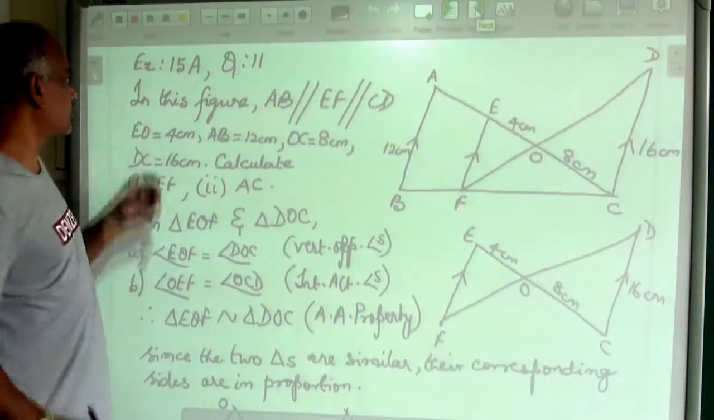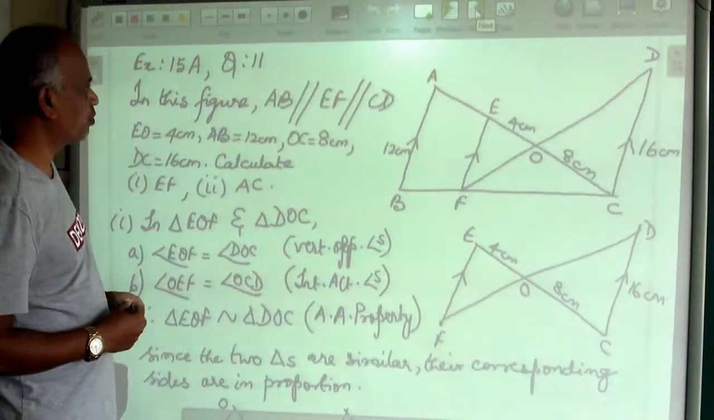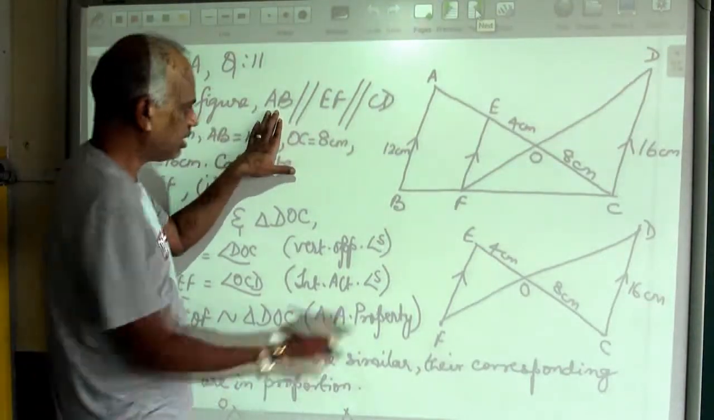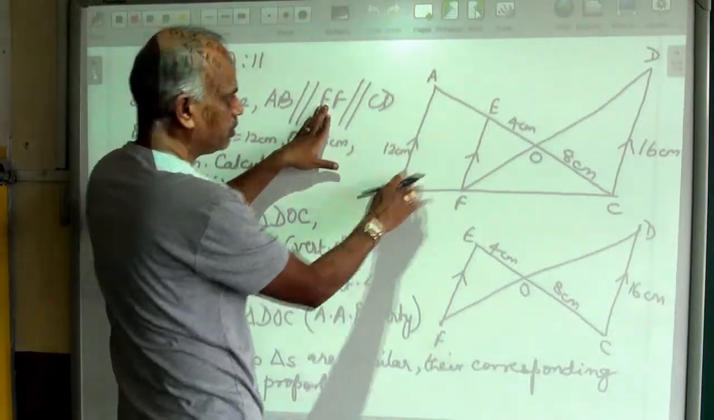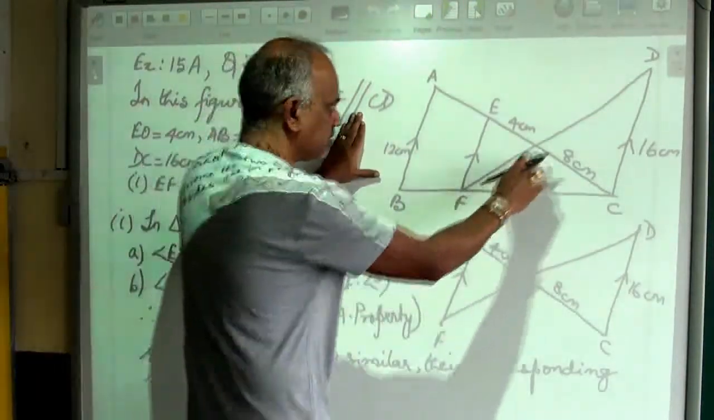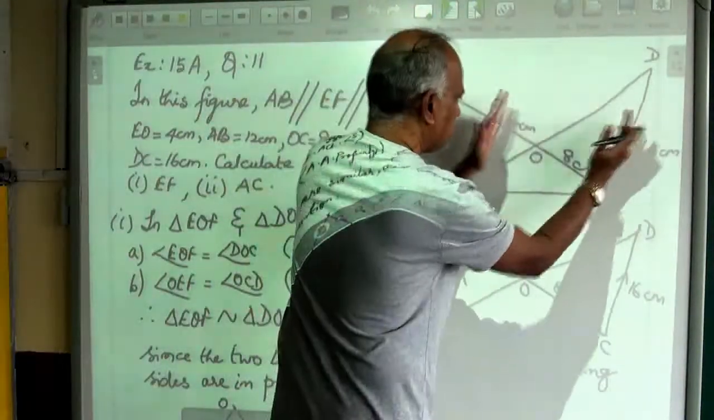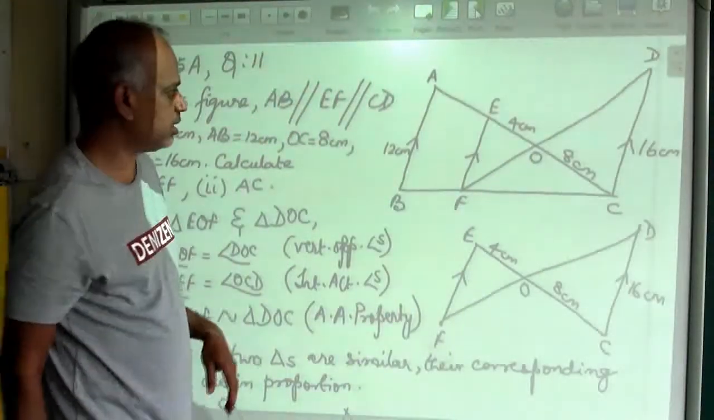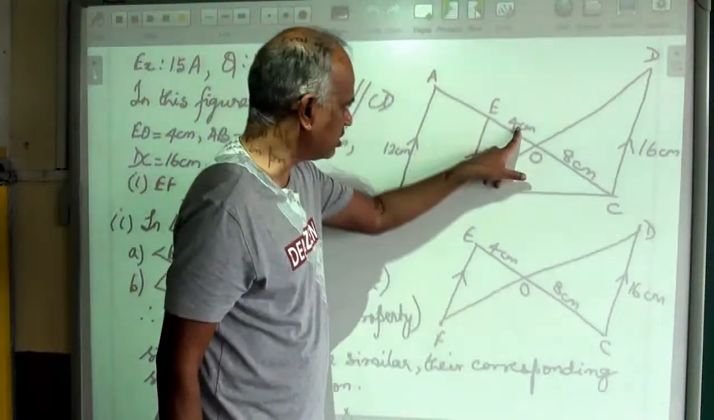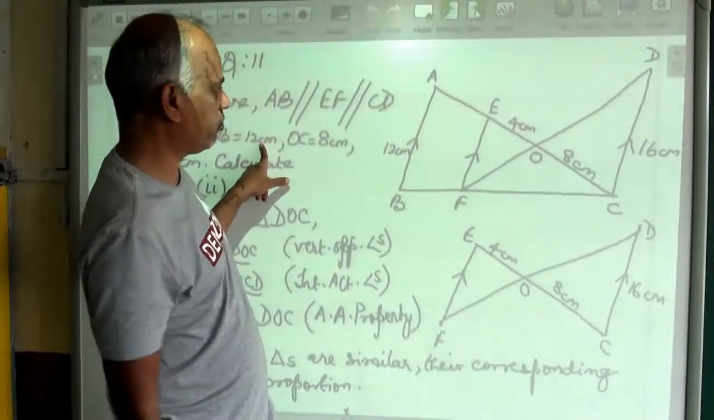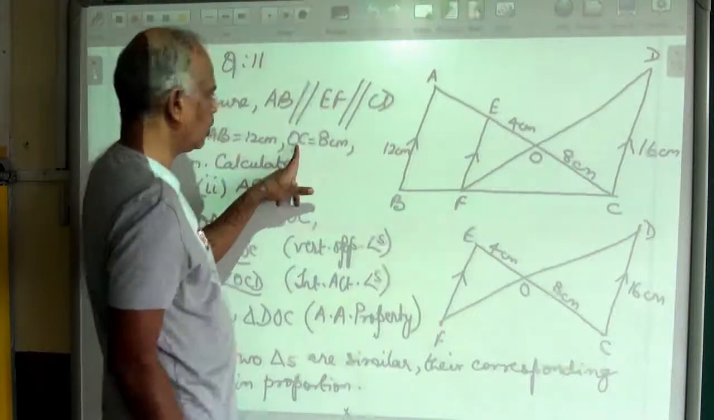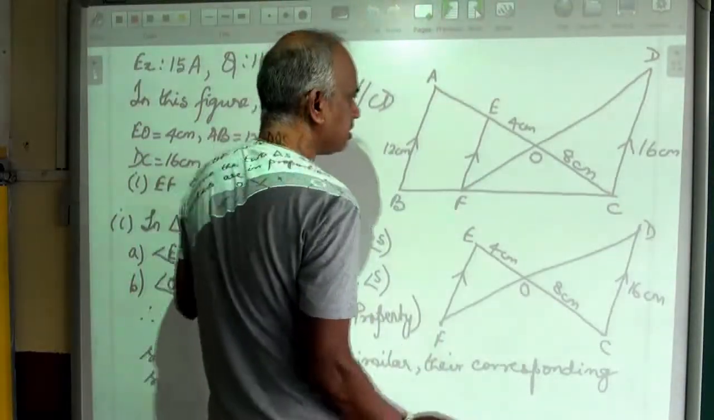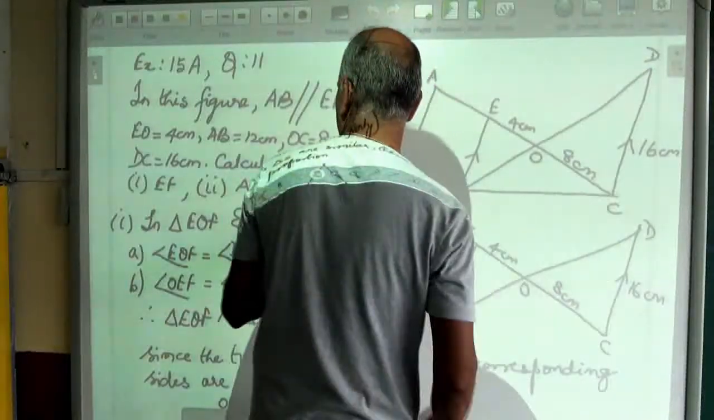Then, next question is from exercise 15A, question number 11. In this figure, AB, this one, is parallel to EF, is parallel to CD. These three lines are parallel to each other. EO is 4 centimeter. This much is 4. AB is 12. OC is 8. O to C is 8. And DC is 16. D to C is 16.